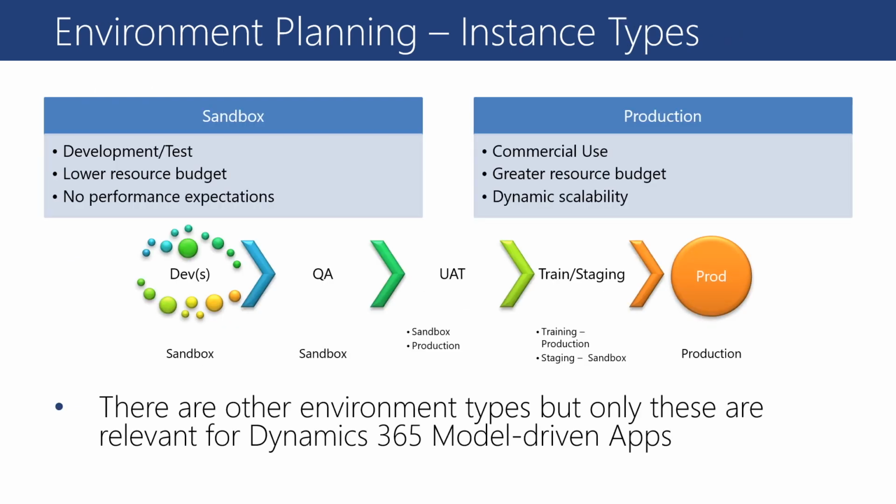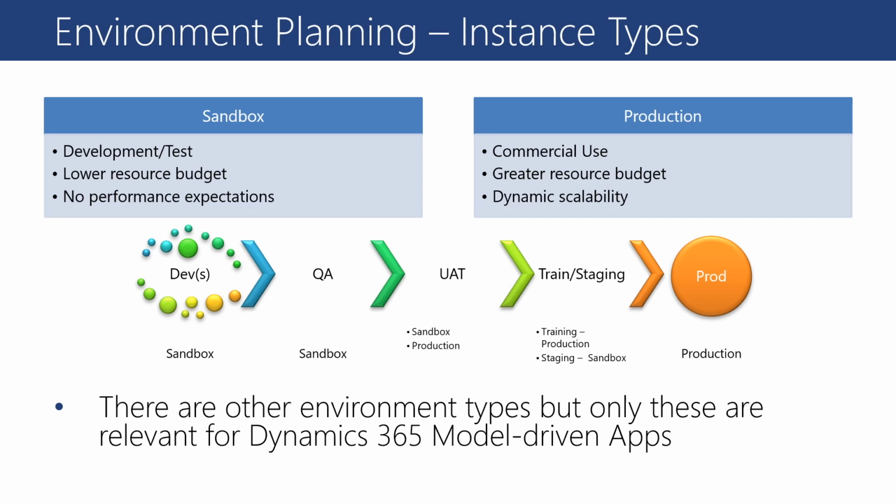When determining your instance strategy, you need to be aware of the instance types available to you. For Dynamics 365 model-driven apps, there are two types of instances, a sandbox instance or a production instance. Sandbox instances are designed for development and test activities. They offer a lower resource budget and have no performance expectations. Production instances are designed for commercial use. They offer a greater resource budget and greater resiliency along with dynamic scalability.